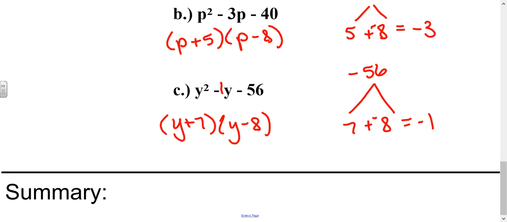So in summary, how are you factoring these trinomials? What is your pattern?